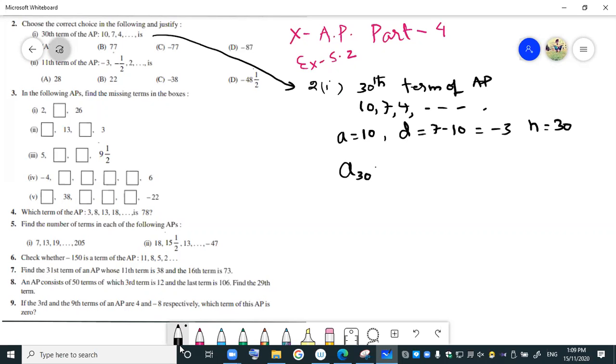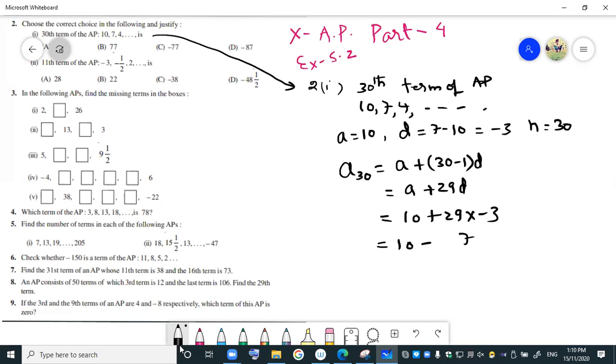A30 will be equal to a plus 30 minus 1. You can directly write a plus (n minus 1) d and then put the values. So a plus 29d. A is 10, plus 29 into minus 3. 10 minus 87, so the answer is minus 77. So your answer is C.